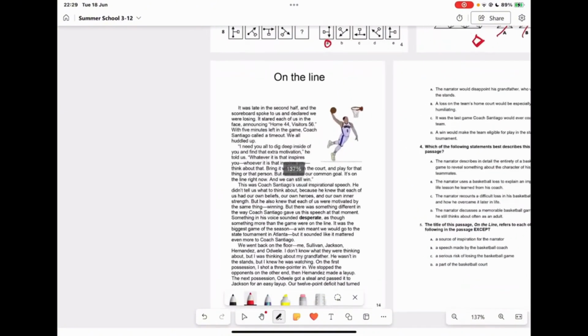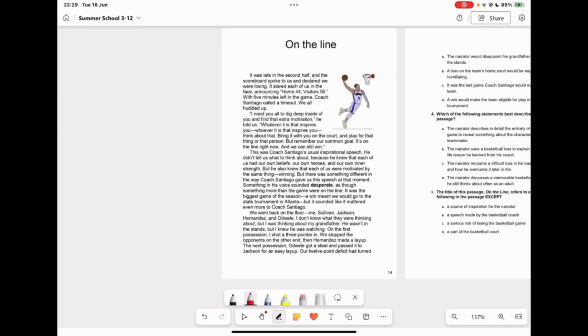Okay, so 14. On the line. It was late in the second half and the scoreboard spoke to us and declared we were losing. It stared each of us in the face, announcing home 44, visitors 56, with 5 minutes left in the game. Coach Santiago called a timeout. We all huddled up. I need you all to dig deep inside of you and find that extra motivation, he told us. Whatever it is that inspires you, whoever it is that inspires you, think about that. Bring it with you on the court and play for that thing or that person.